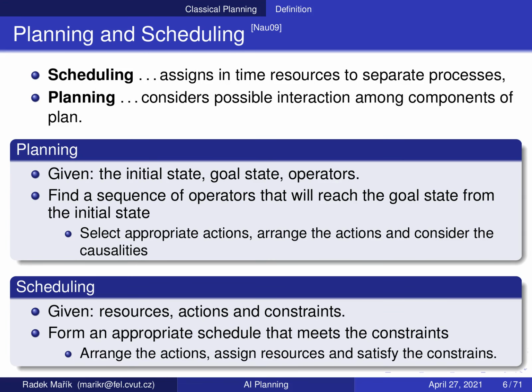In scheduling, the stress is put on something different. You have resources, you have actions, and constraints on how these actions and resources can be used. And you try to find the schedule that meets these constraints. In other words, how to arrange actions, how to assign resources in such a way that they satisfy the constraints and the goal is reached.